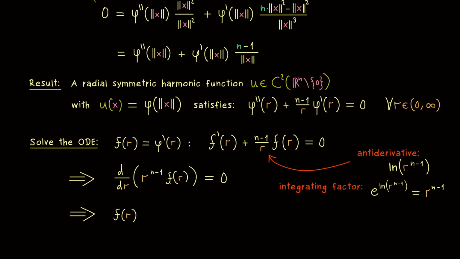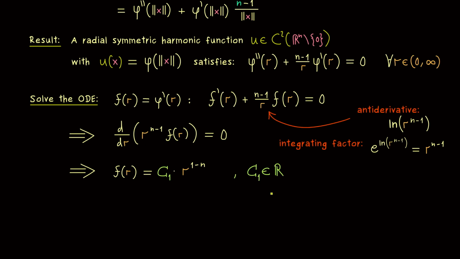Which then implies that f of r is equal to this constant c1 divided by the function r to the power n minus 1. And obviously this inverse can also be written as r to the power 1 minus n. And with that we are almost done, because now we only have to integrate this function f of r to get our original function phi. And this already means that we also get in a second constant c2.